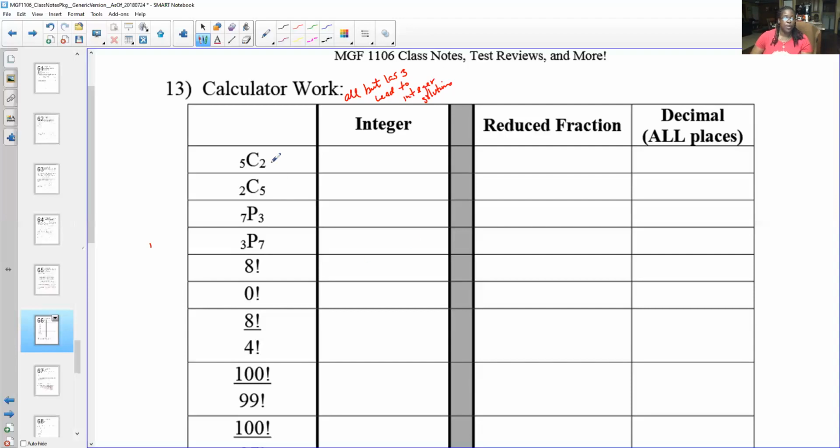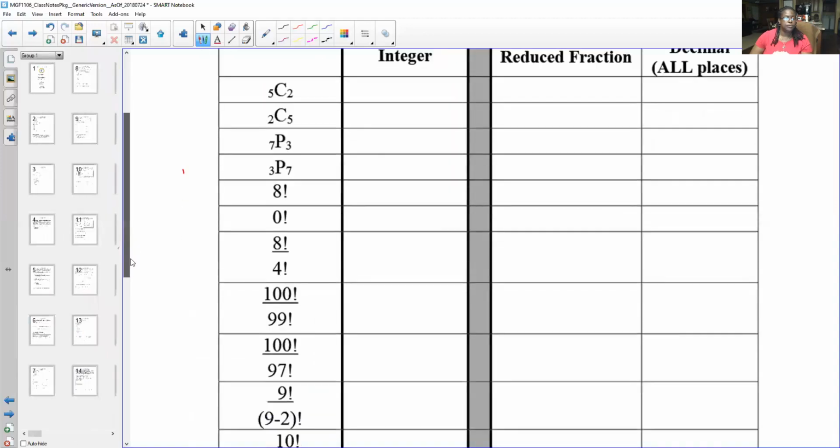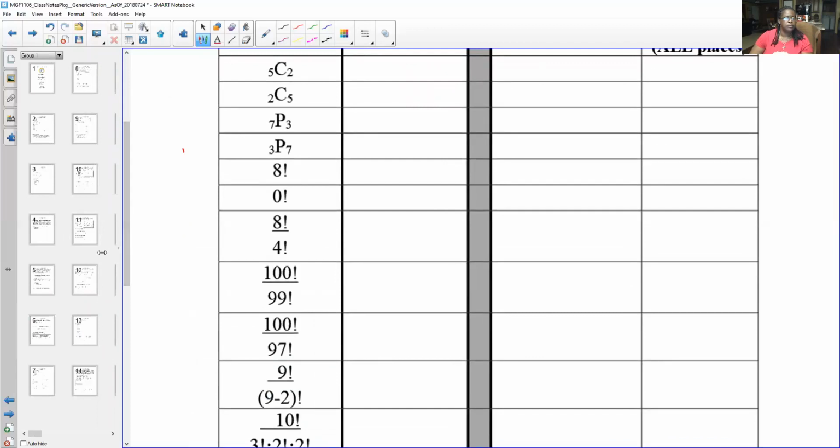So now we've already worked combination, permutation, and factorial here. I'm going to come down and work 8 factorial divided by 4 factorial in the calculator. Again, here we have 8 factorial divided by 4 factorial. Push enter, and there's your answer. You should have 1680.